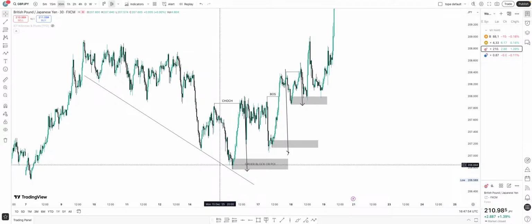Your psychology, like building a system and actually trusting that system, is what's going to determine how long it takes for you to be profitable.